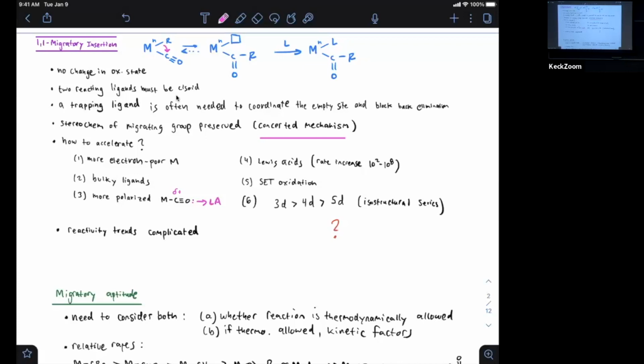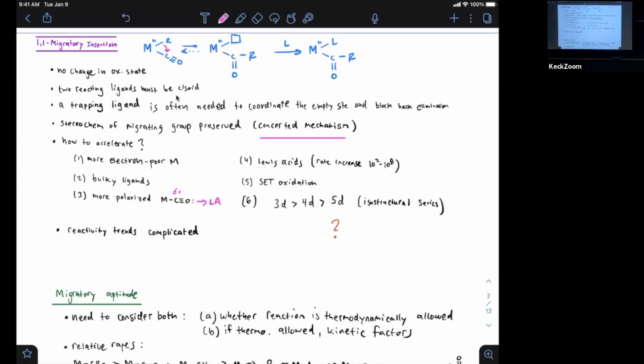So now let's talk about how to accelerate this elementary step. 1-1 migratory insertion is more favorable for more electron poor metal centers. Bulky ligands, similar to the squeezing out effect that we saw in reductive elimination, will favor 1-1 migratory insertion.